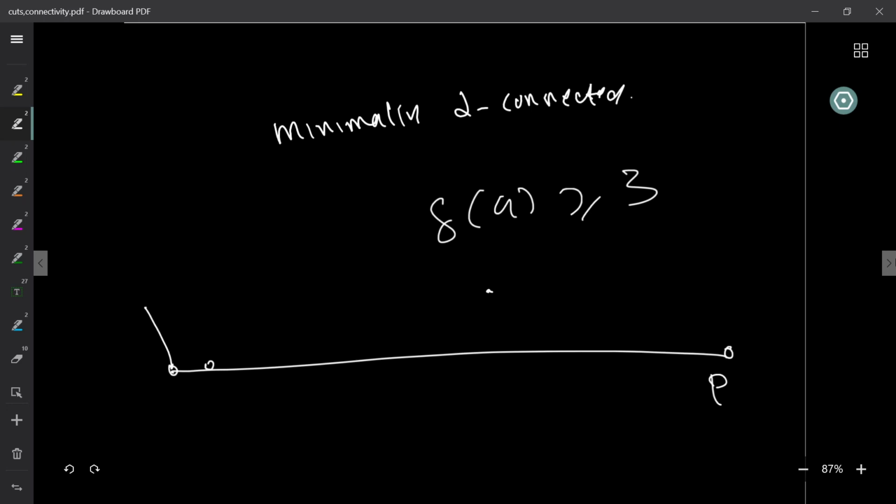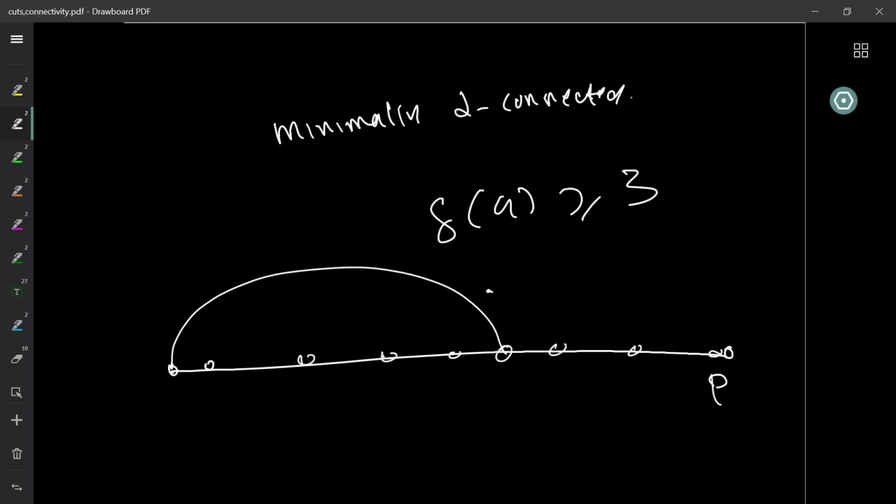Now, can this neighbor be outside this path? If it is outside the path, then you have a larger path. So therefore, the neighbor must be inside the path, which means that there is some neighbor in this path, and this defines a cycle. So we have a cycle. But we know that the minimum degree is at least 3 for our graph, which means that it has another neighbor, some other neighbor.